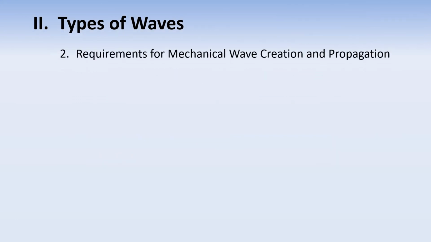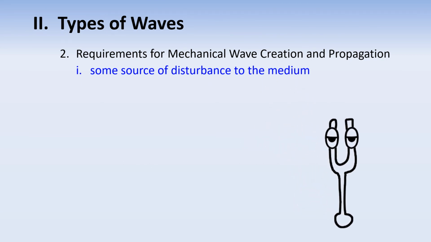So in this slide, we'll talk about what is required for a mechanical wave to first get created, and second, for it to propagate in a medium. Well, obviously, there must be some source of disturbance to the medium, like our friendly tuning fork here. There's going to be some sort of vibrating object that is going to disturb the medium. Energy is added to the medium in the form of this disturbance.